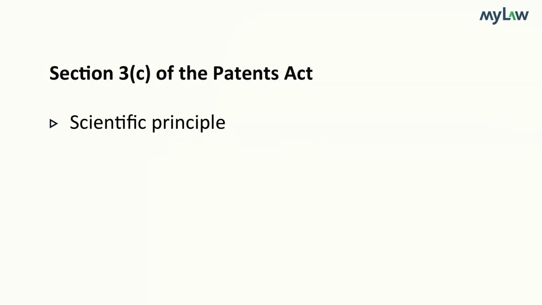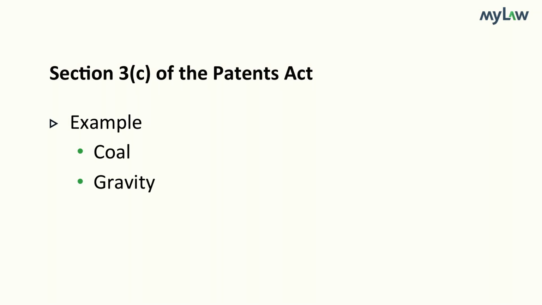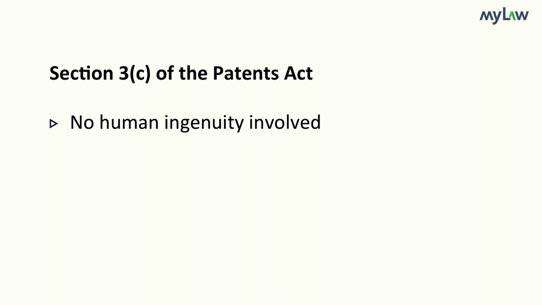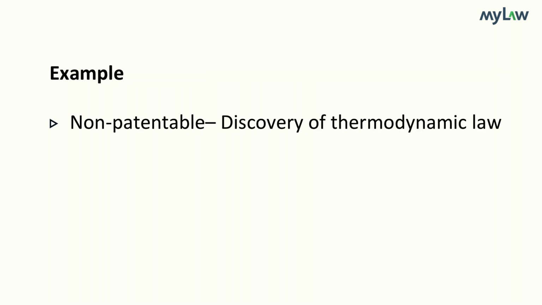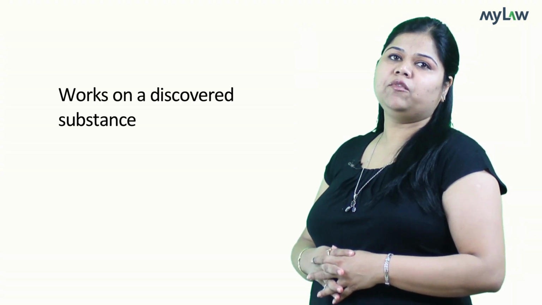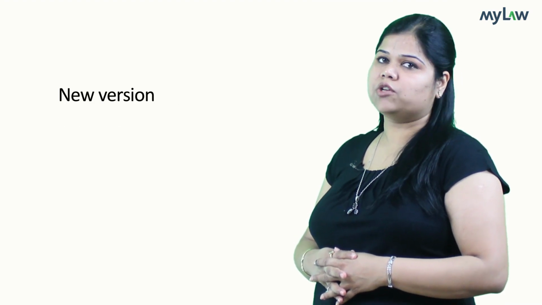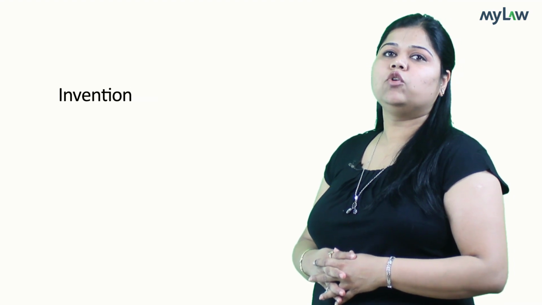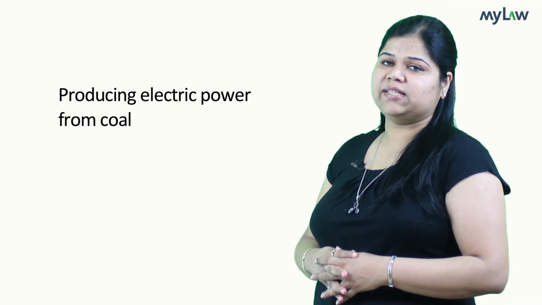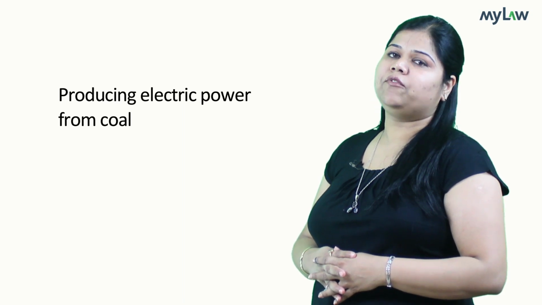A discovery is the unearthing of an existing principle or substance, for example coal or gravitational force. There is no human ingenuity involved in this. A scientific principle like a thermodynamic law is not patentable. However, if someone works on a discovered substance and produces a new version of the same, then the new version is patentable. For example, producing electricity from coal.